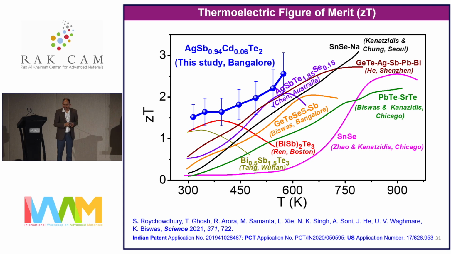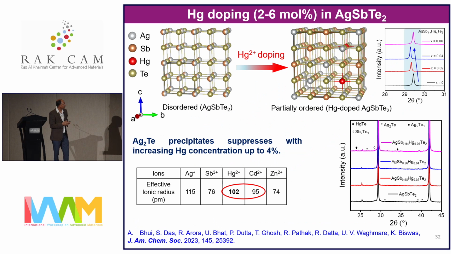So what next? What can we do next in this AgSbTe2? As a chemist, we know the periodic table well, and you can see cadmium is 95 picometer, which is the average size of silver and antimony. So can we try mercury doping, which is also similar size? Actually, we started with zinc. Zinc didn't work so well; we get a ZT of around 1.8 with zinc doping, which we published first. Then we came to cadmium doping in this compound, and mercury, which is 102 picometer, mercury 2+.